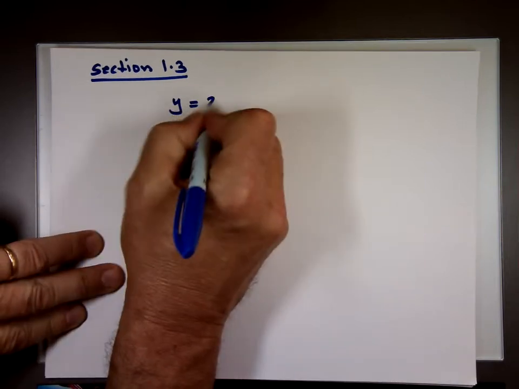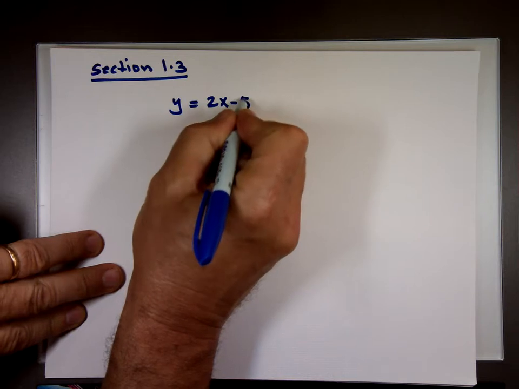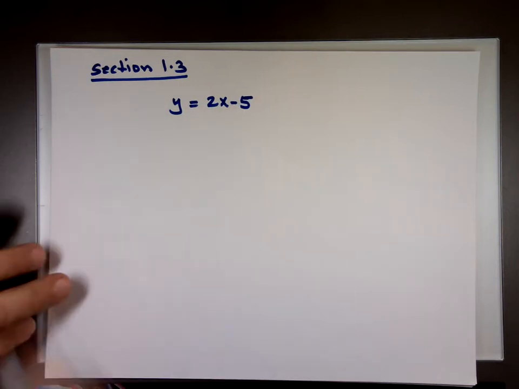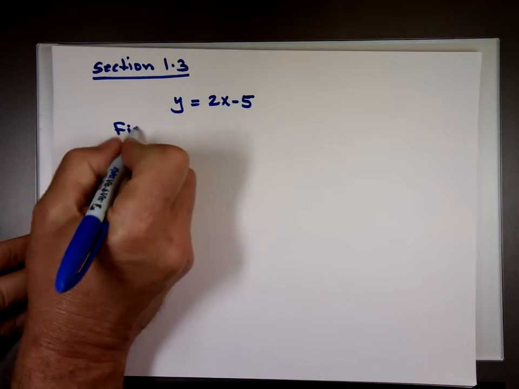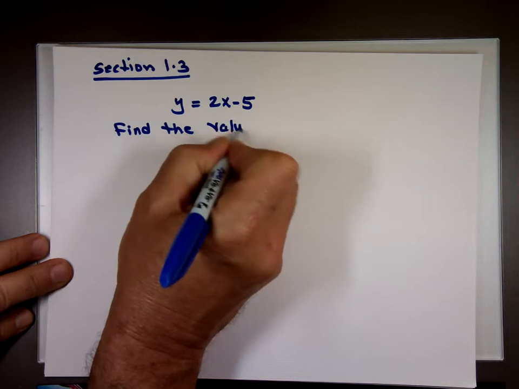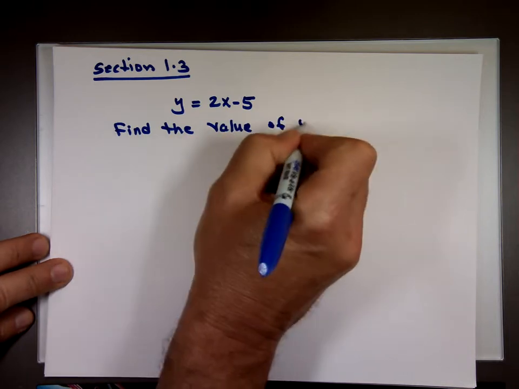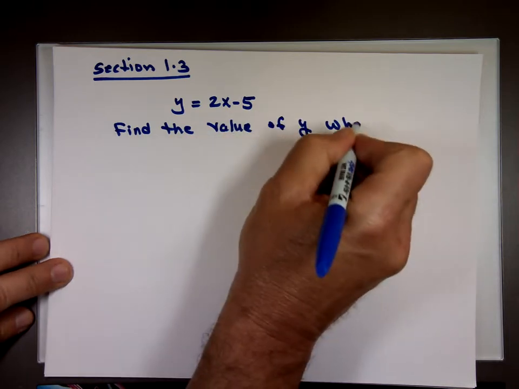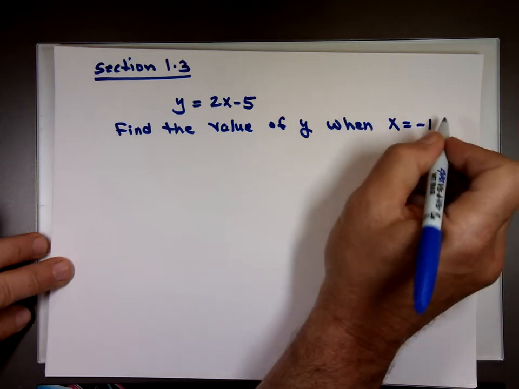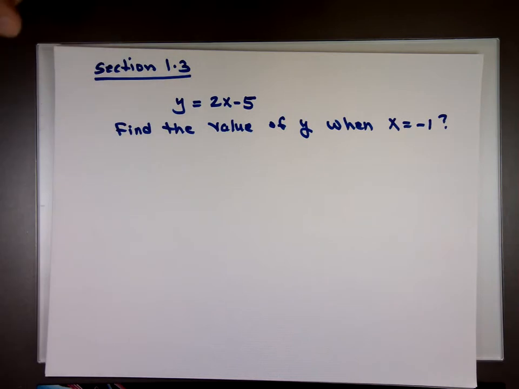Let's say I have this problem, y equals 2x minus 5. And I want the question: find the value of y when x equals negative 1. What is the value of y when x equals negative 1? That's what I'm looking for.